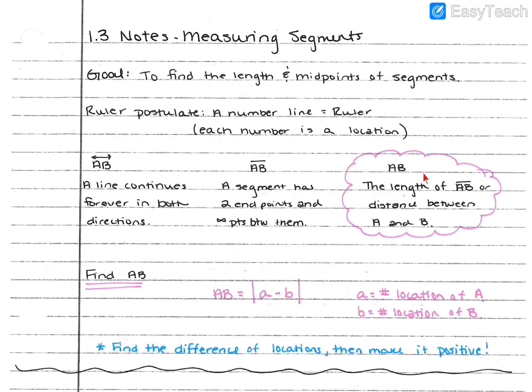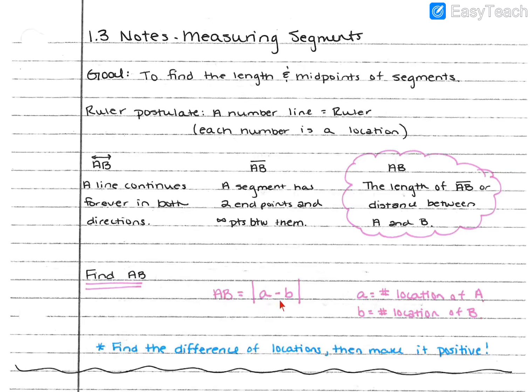But this one here is new, okay? We have not yet talked about what happens when you put A and B next to each other and you don't put anything over top of it. That's actually representing the distance between A and B, or the length of segment AB. So if you're asked to find AB and there's nothing above it, what you're looking for is a number, a distance between the two points.